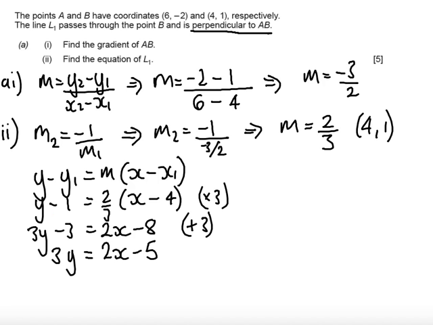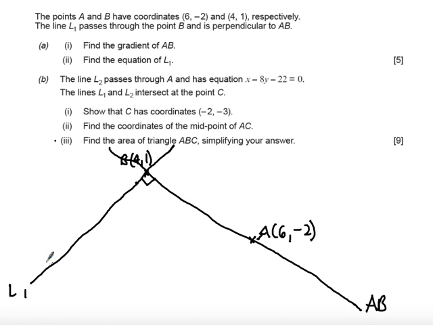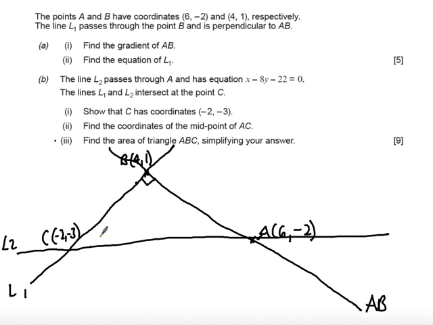Okay, let's move on to part B. Part B says the line L2 passes through A and has equation x minus 8y minus 22 equals 0. The lines L1 and L2 intersect at the point C, and we want to show that C has the coordinates (-2, -3). So let's just add that back onto our sketch. Here is a line, that's going to be our line L2. This is our point C, which passes through the point (-2, -3). Okay, so let's go back and show this algebraically now.